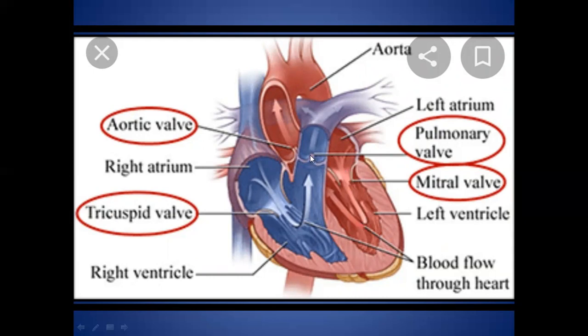Third type of valve is called pulmonary valve. Pulmonary valve is present in the pulmonary artery. This is the pulmonary artery, and in the pulmonary artery the valve which is called pulmonary valve is present. One more type of valve is called aortic valve. Aortic valve is present in the aorta, which is the largest artery of the body. So in the aorta, the valve is called aortic valve. So four types of valves are present in our heart: tricuspid valve, mitral valve, pulmonary valve, and aortic valve.